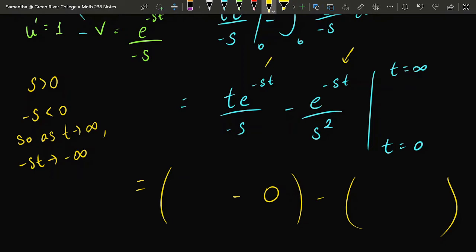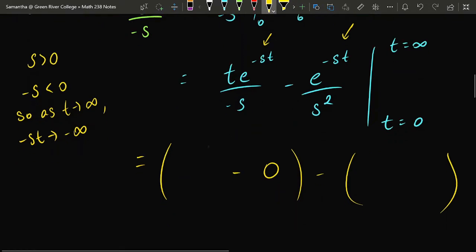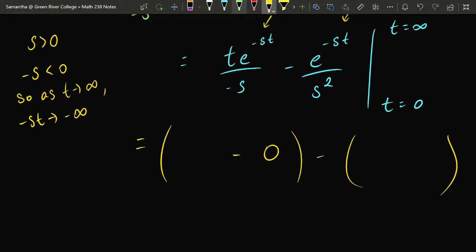Now what about this term here in the front? T times e to the negative st. In that case, if you wanted to, you could use L'Hopital's rule and look at t divided by e to the positive st, because both the numerator and the denominator are going to infinity as t goes to infinity.